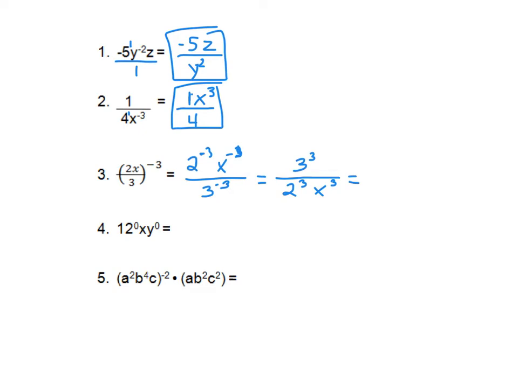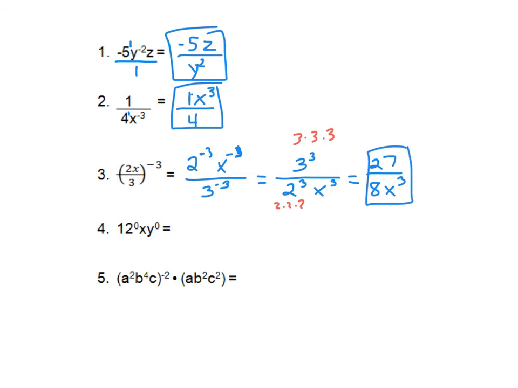Now we're going to simplify our exponents. So 3 to the third power is 3 times 3 times 3, right? 3 times 3 is 9, and 9 times 3 is 27. So we have 27 over 2 to the third power, which is 2 times 2 times 2, and 2 times 2 times 2 is 8, and x to the third stays there. 27 and 8 are not both divisible by the same number, so we're not going to simplify this fraction at all. So that is our final answer.